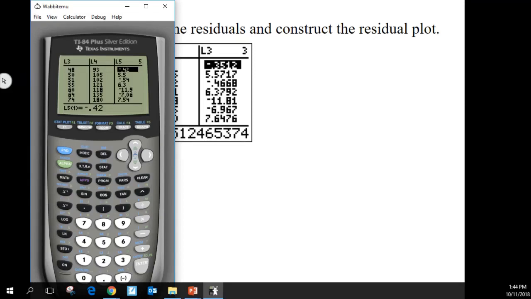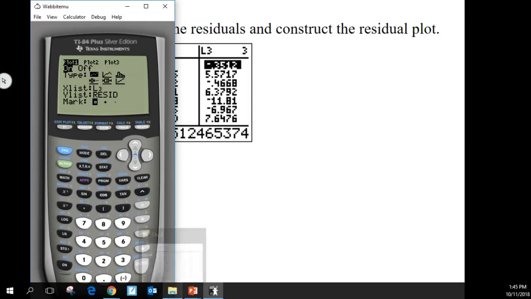So I go in here to plot the residuals. I go second y equals. Right now it's set to do L1 and the residuals, but I'm not using L1 anymore. Our x's are now saved in L3, and the residuals, which were saved once I reran it. So now I can zoom in.